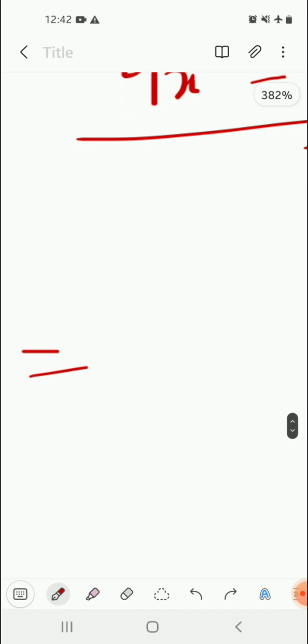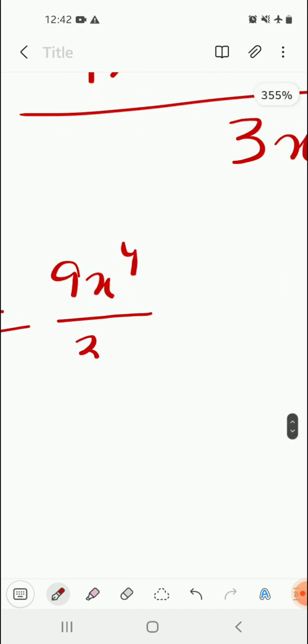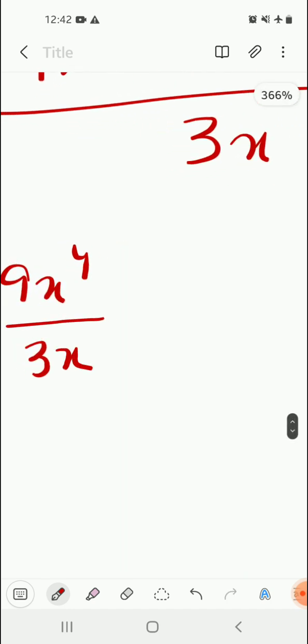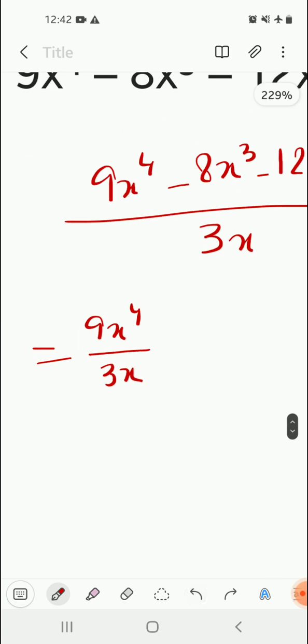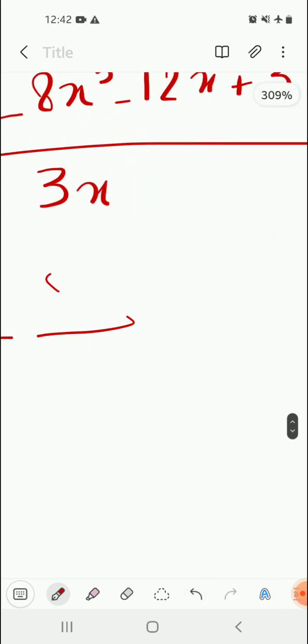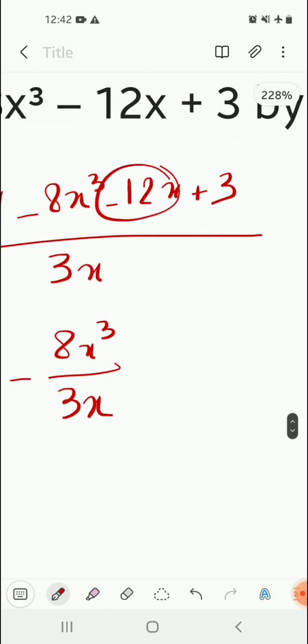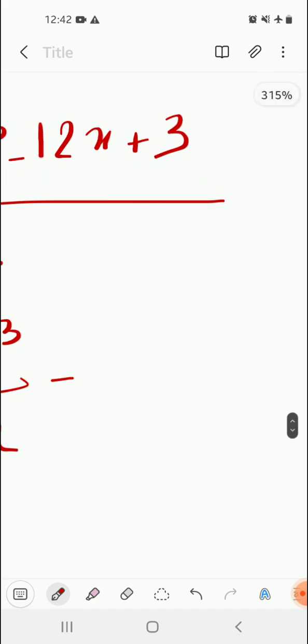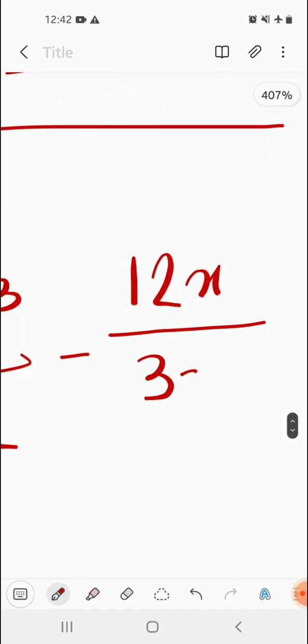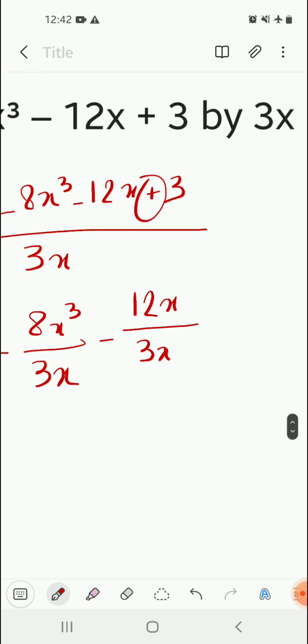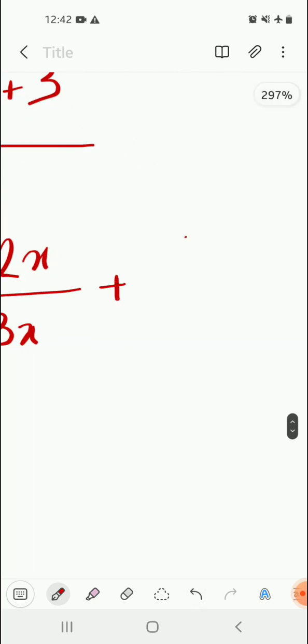Okay. So we are going to write 9x to the power 4 divided by 3x. Again, this minus sign we are going to use it here. We are going to write 8x cube divided by 3x. Then we are going to write minus 12x, so minus sign, then 12x divided by 3x. Finally, we are going to write plus and then here 3 by 3x.